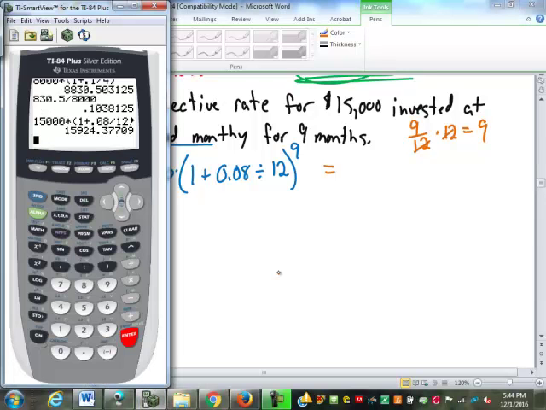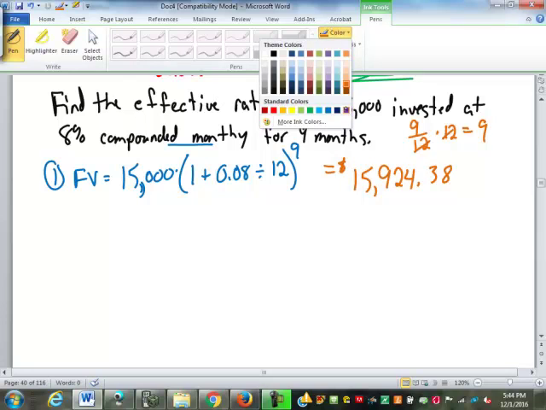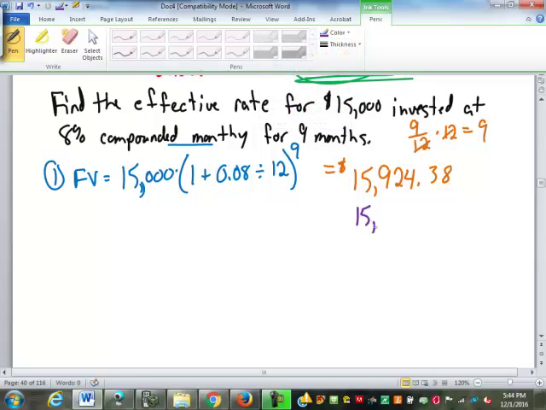So we get $15,924.38. These are our future value. So the interest amount is found by subtracting the 15,000. So $924.38 in interest.